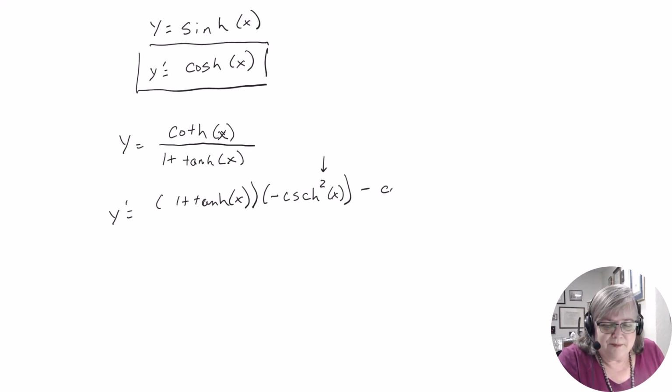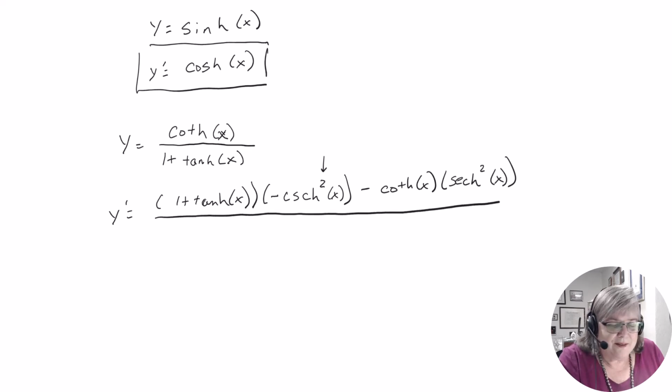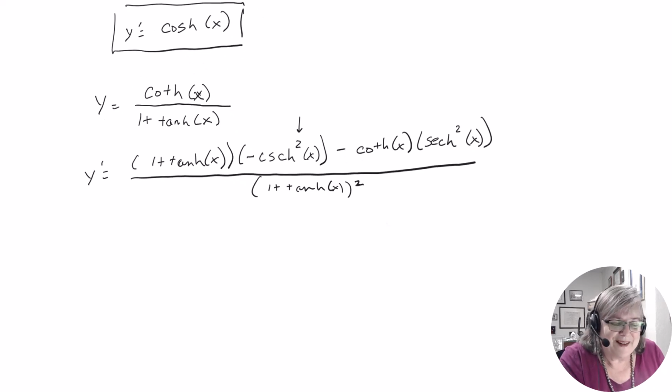Minus the top times the derivative of the bottom. And the derivative of 1 is 0. And the derivative of the hyperbolic tangent is the hyperbolic secant squared of x. All over the bottom squared, don't forget my squared. Okay, there we go. We're hanging in there.